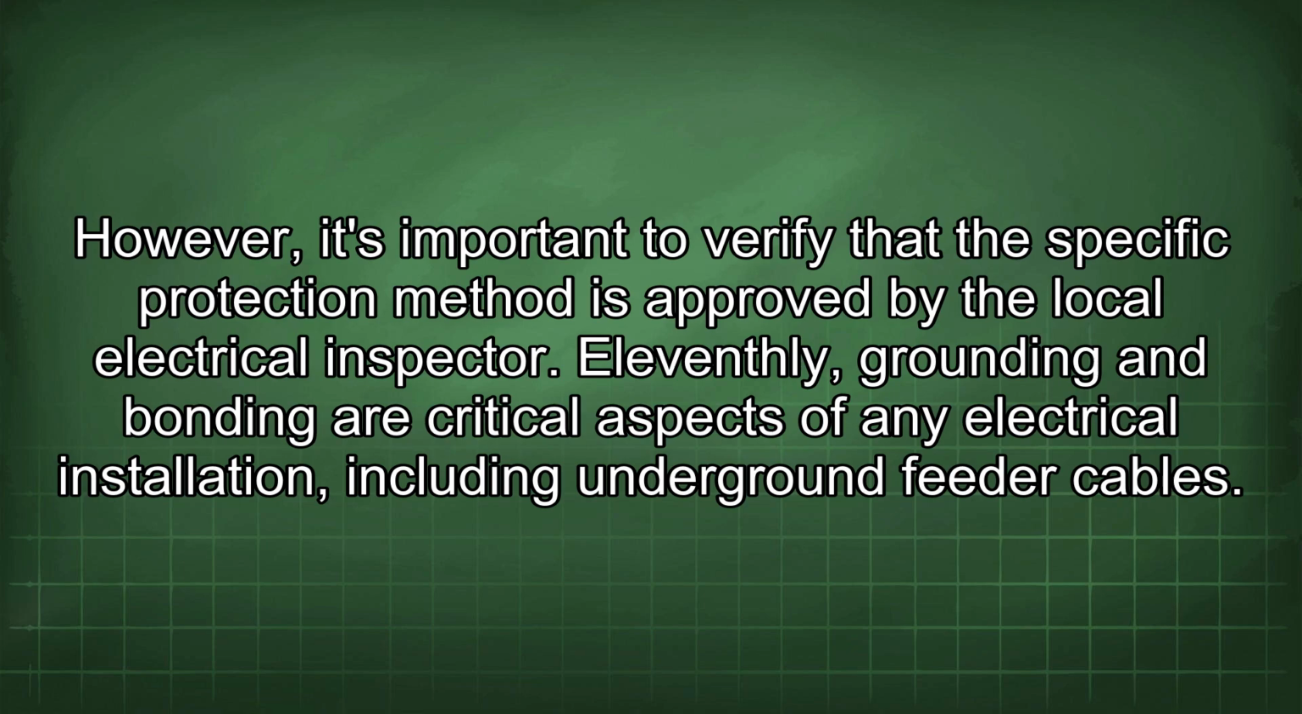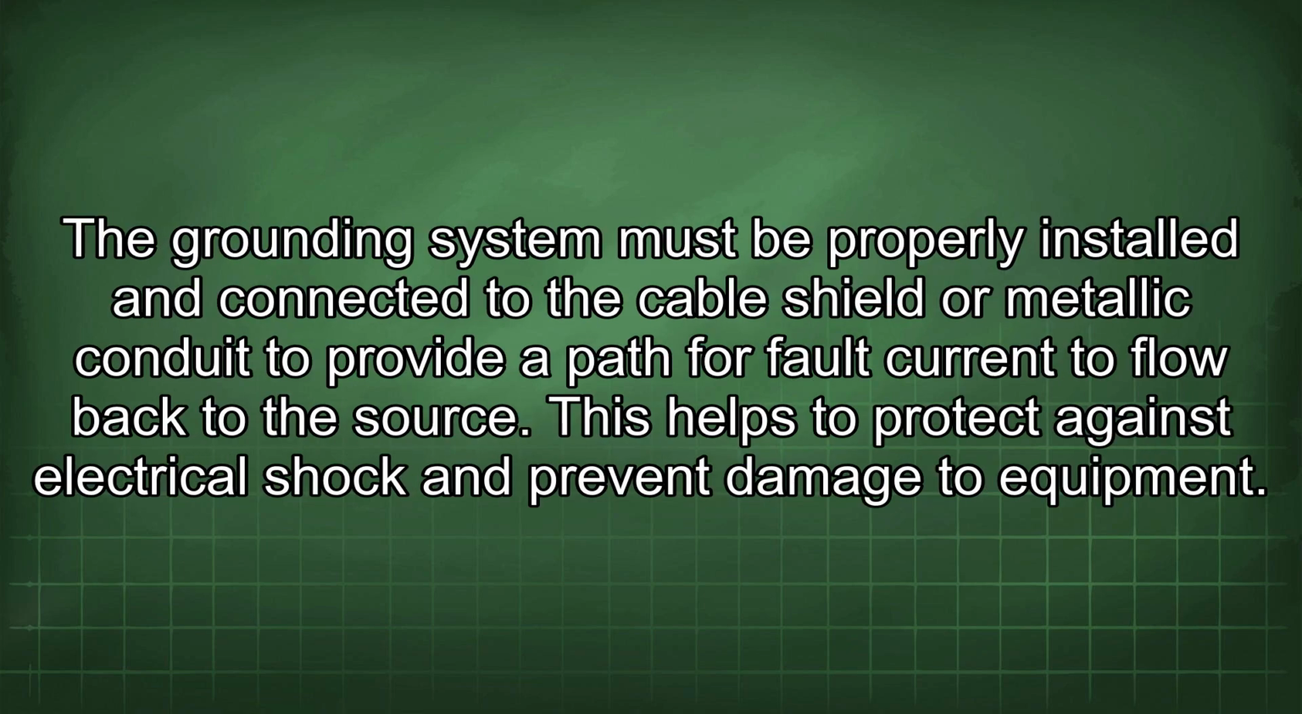Eleventhly, grounding and bonding are critical aspects of any electrical installation, including underground feeder cables. The grounding system must be properly installed and connected to the cable shield or metallic conduit to provide a path for fault current to flow back to the source. This helps to protect against electrical shock and prevent damage to equipment.